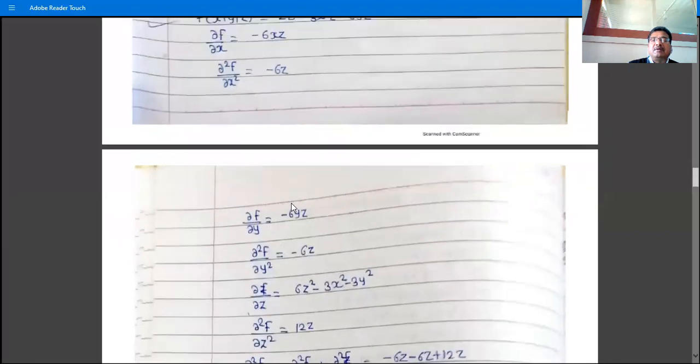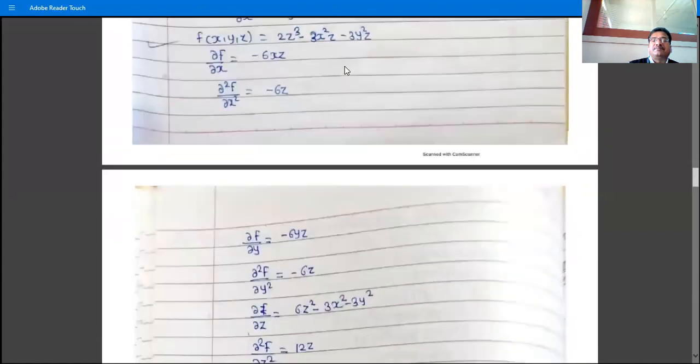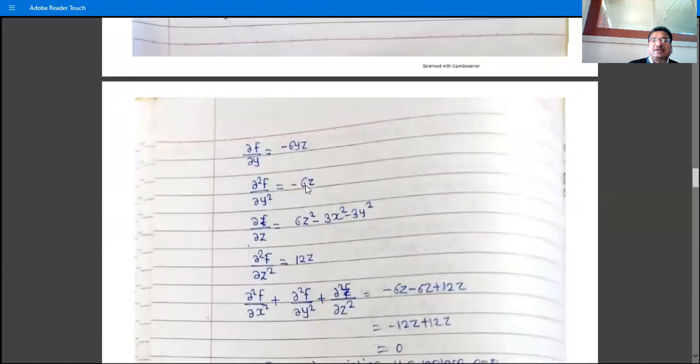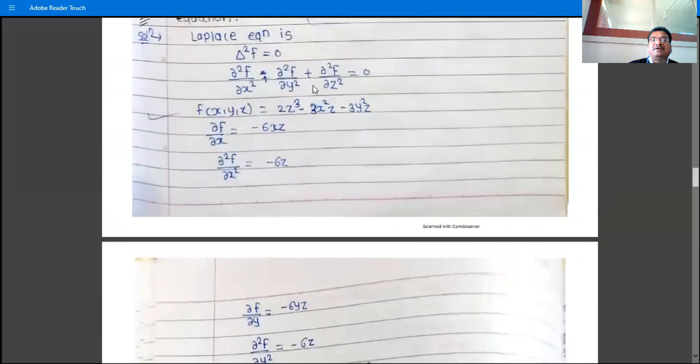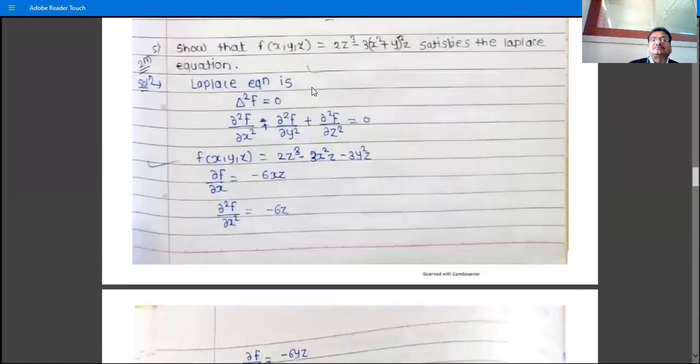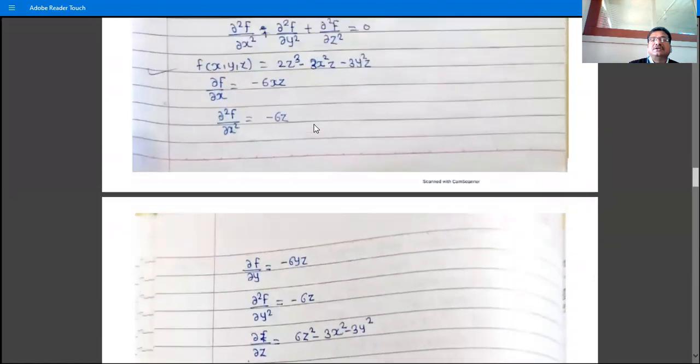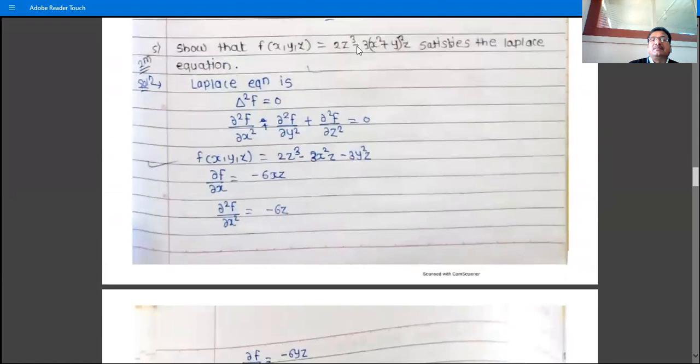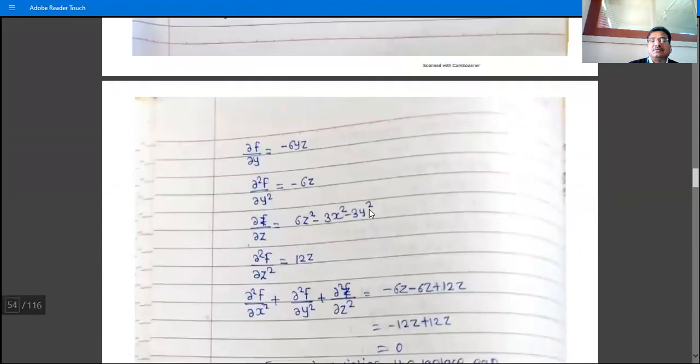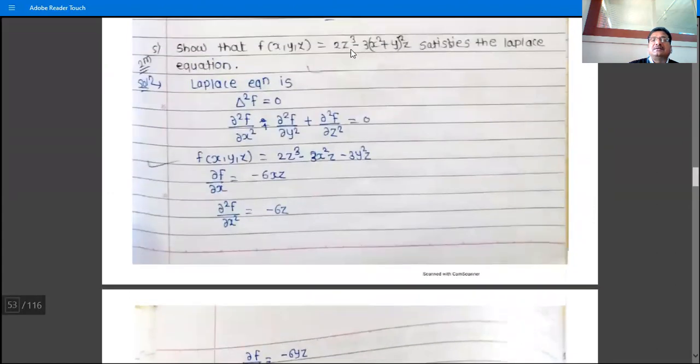Similarly, ∂f/∂y, the derivative of this function, and then ∂²f/∂y² is minus 6z. Then ∂f/∂z: what is it? 6z² and minus 3(x² + y²) with respect to z, this derivative, because derivative of z is 1.